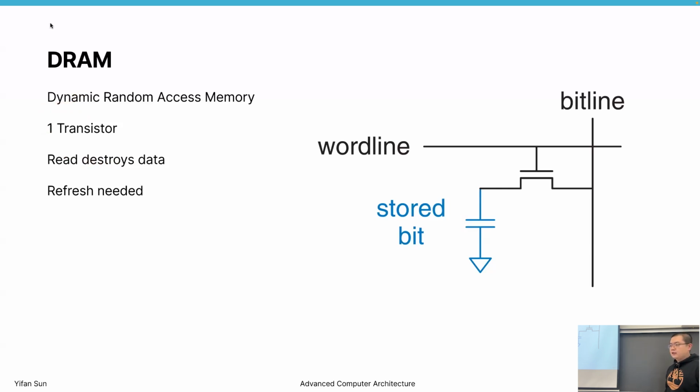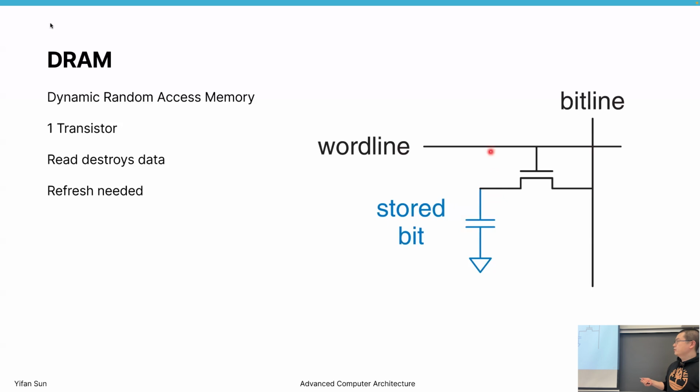Dynamic means the data will disappear if we don't keep writing into the stored bit, the bit cell. As you can see from this circuit, it's as simple as a capacitor and one transistor. When storing one, the capacitor is simply storing charge on this side. On the other side, it's always negative charge. On this side is the positive charge.